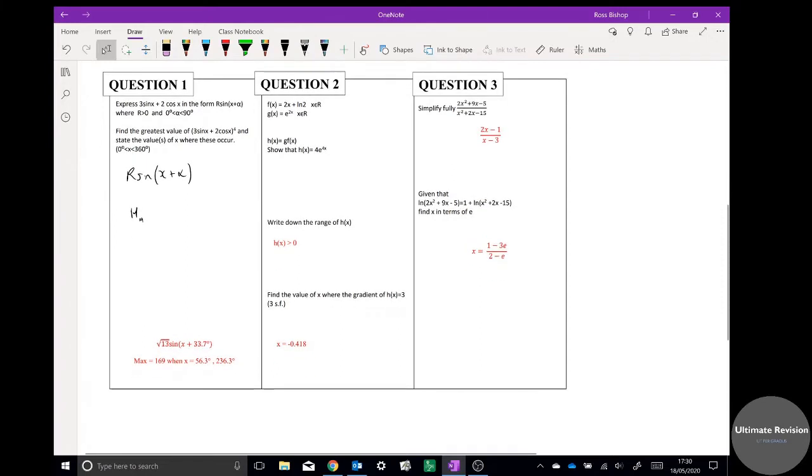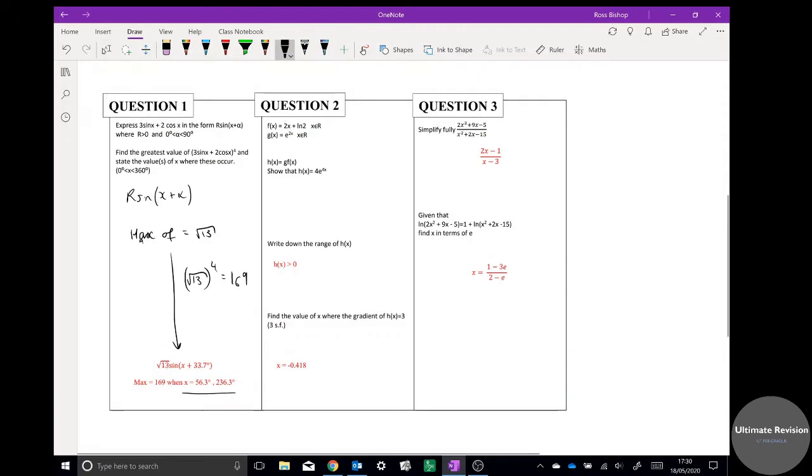The max of this is equal to root 13. So root 13 to the power of 4 is 169. And where that occurs, well, you just set that equal to 169. Solve it like an equation, and you should get those two. Okay. Any issues on these, please make a note of them, and then in the Zoom session on Thursday, we can run through.